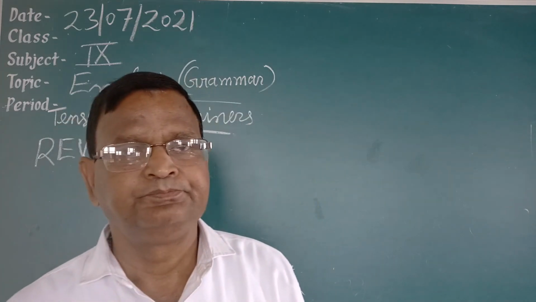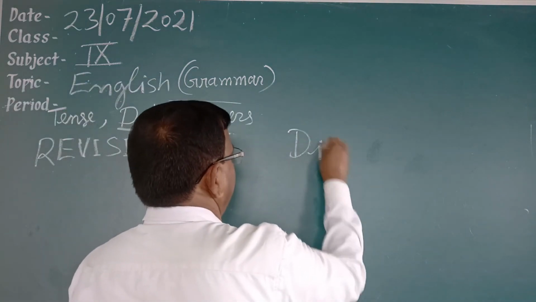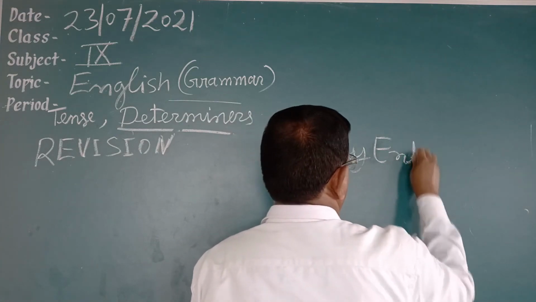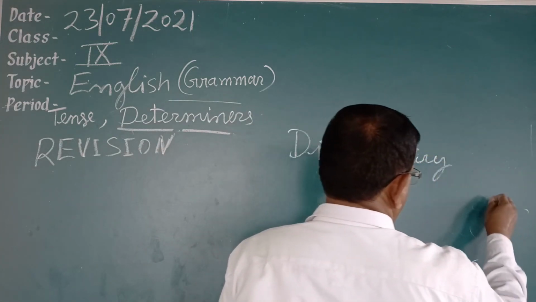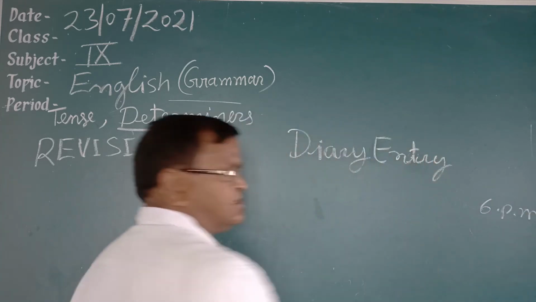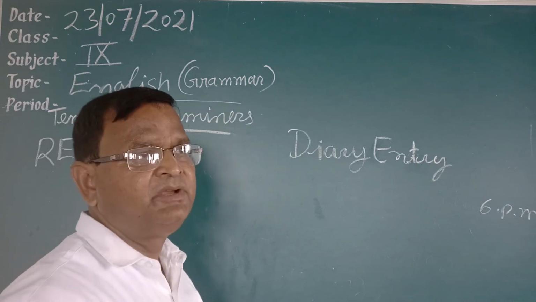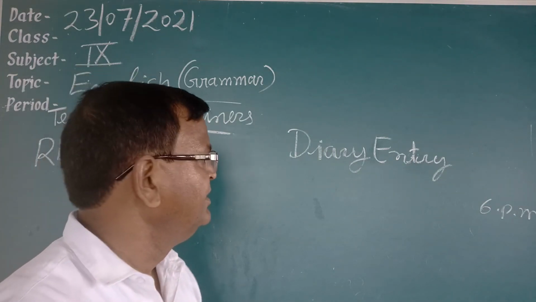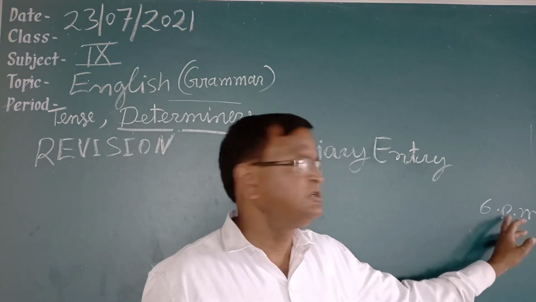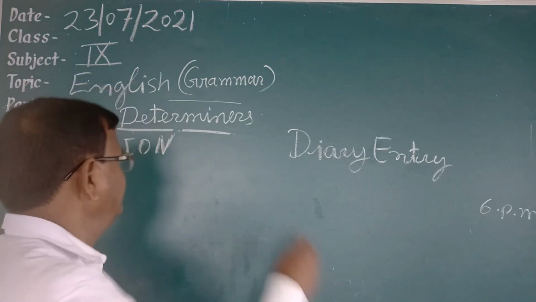Now, students, while you are writing a diary entry, on the upper side you will write diary entry, and on this side we will write time: 6 p.m., 7 p.m., 8 p.m., 9 p.m., 10 p.m. Not more than that, because after writing the diary we are going to sleep. So in the diary entry, on this side PM, not AM, is written. On this side, the name of the day, date and year.